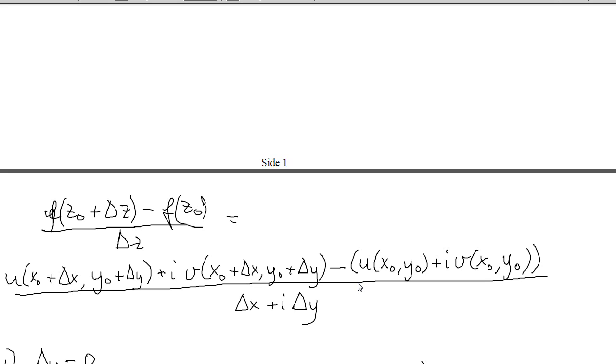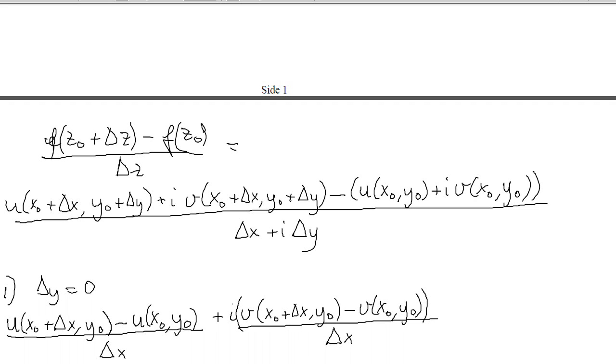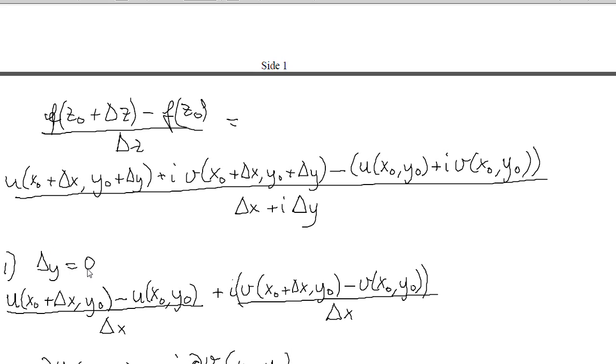This is a very general form for this expression, and we are going to consider two cases. You remember that in order for the limit to exist, when delta z goes to 0, we must have a limit which is the same whether we go along the vertical line or the horizontal line. So let's start with the horizontal line. That is when delta y is equal to 0, and delta x is not necessarily 0. It's a positive or negative value which is approaching 0.